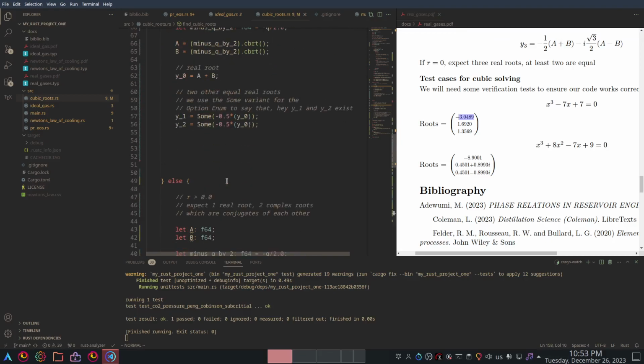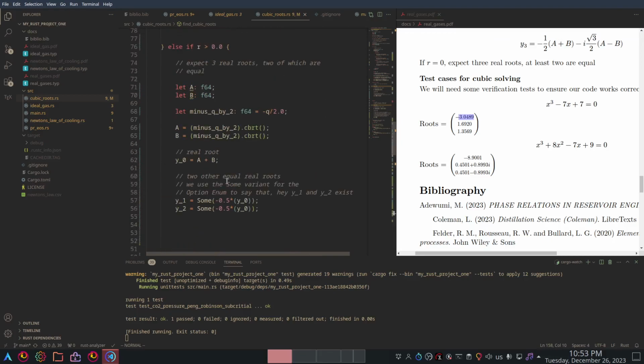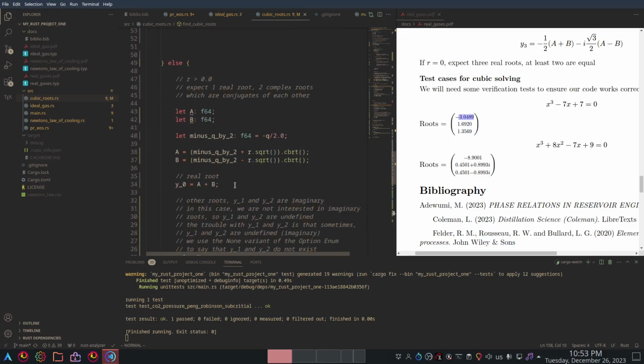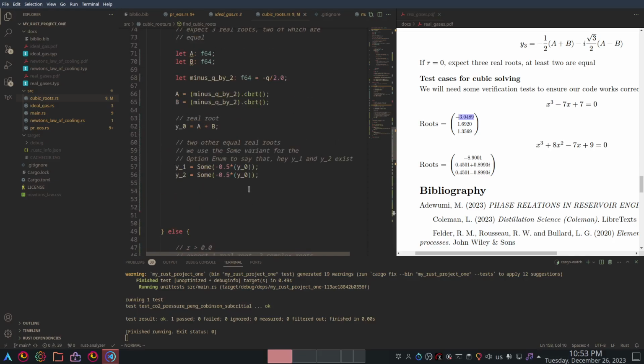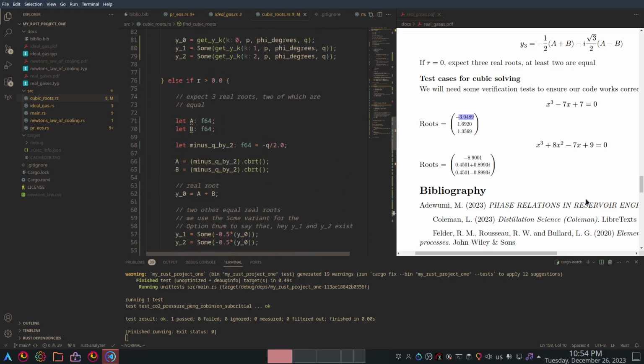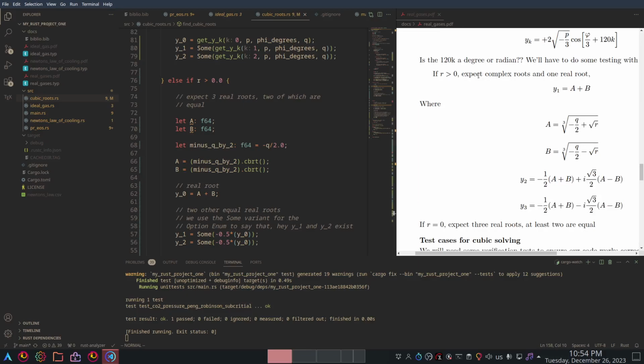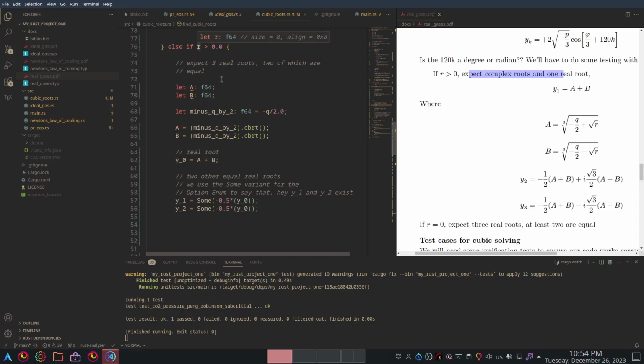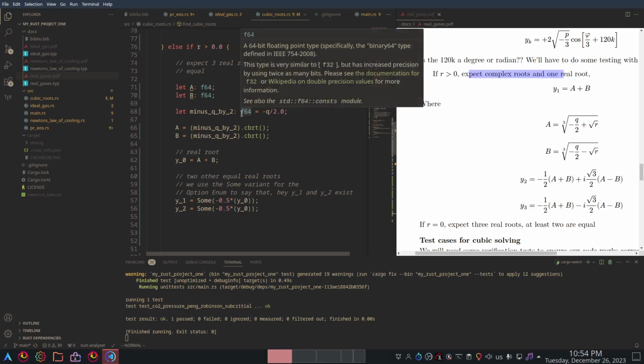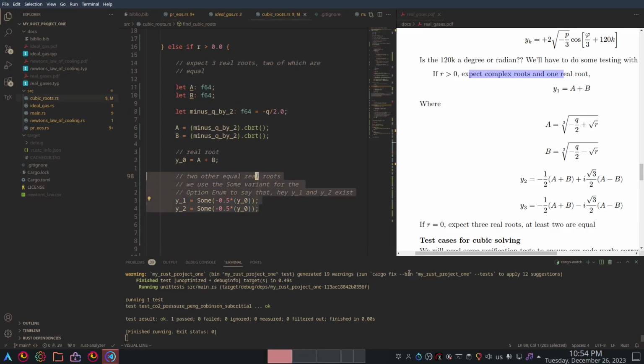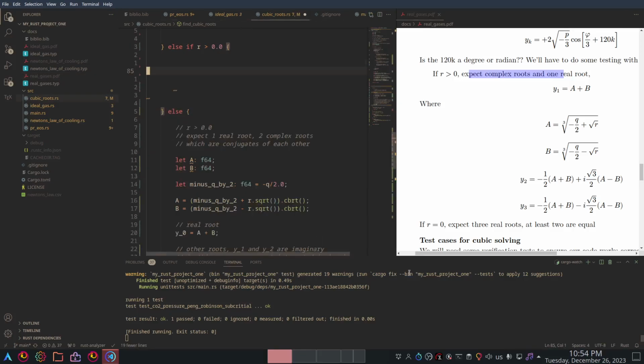Let me, I think there is an error right here. Expect complex roots and 1 real root. Okay, I made a mistake. This r more than 0 we should not. If r is more than 0, we should only expect 1 real root. So this is the equal root. This should actually go right here.